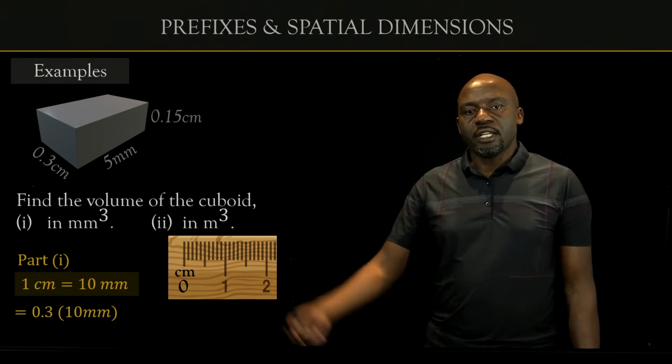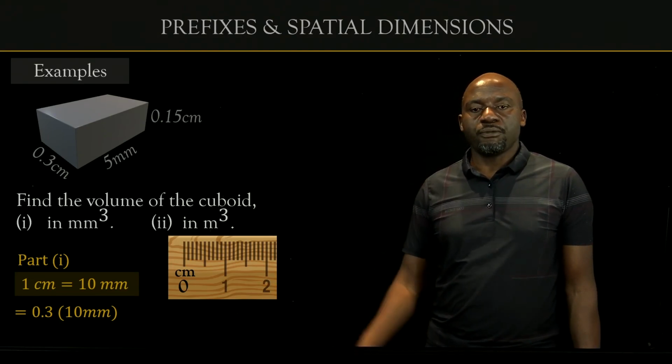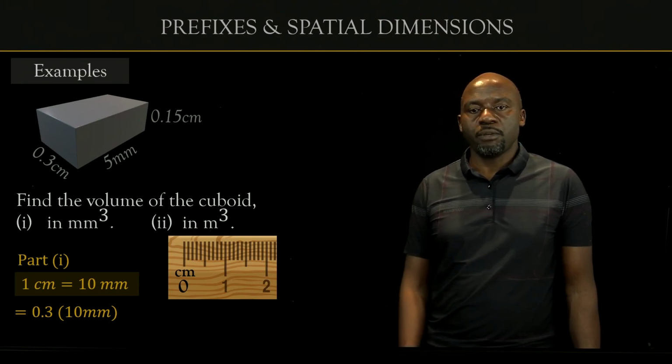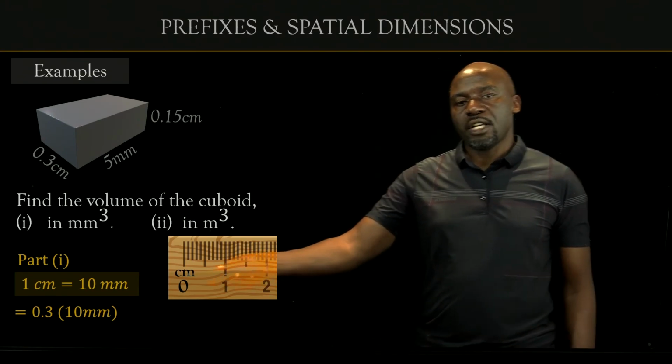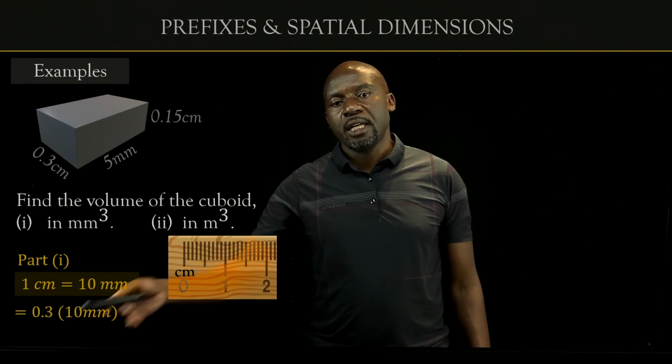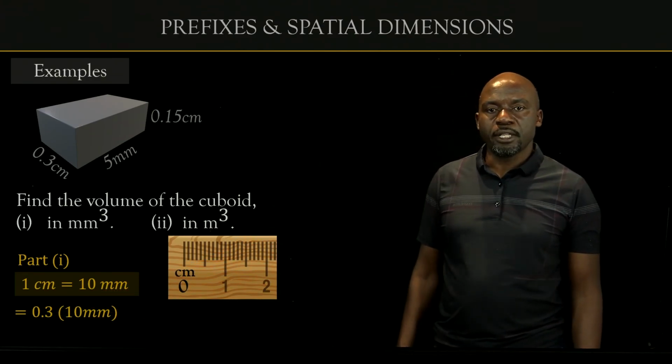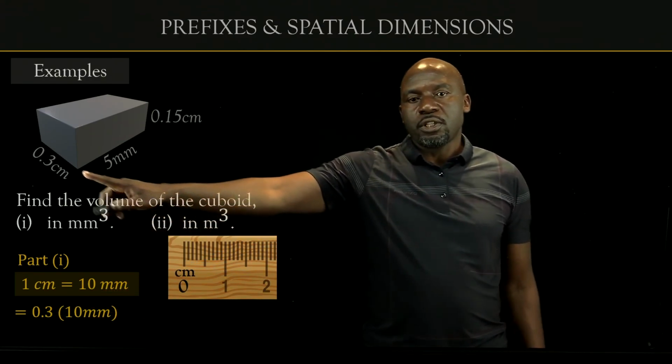So 5 centimeters must be 5 times 10 millimeters, which is 50 millimeters. So whatever you have in centimeters, you have to multiply by 10 to get the value in millimeters. And so I'm going to take that.